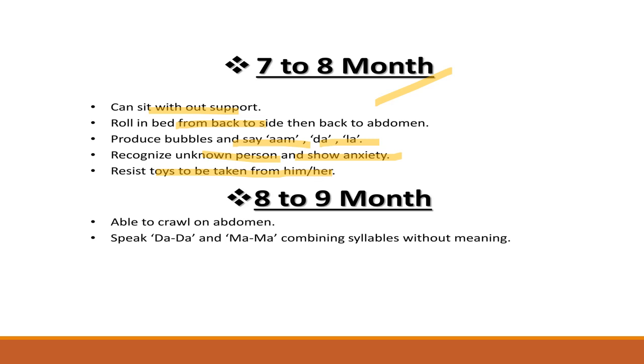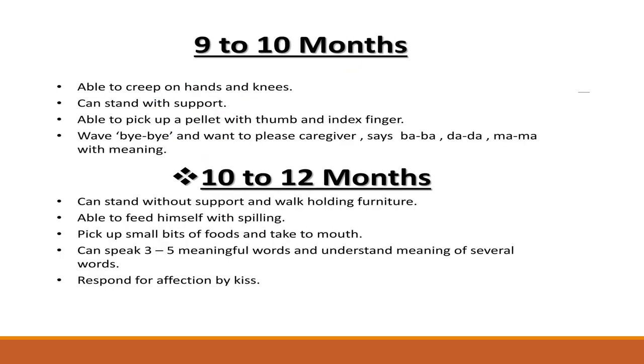Then at 8 to 9 months, able to crawl on the abdomen and speak dada mama, combining syllables without a meaning. Okay. Then at 9 to 10 months, able to creep on hands and knees, can stand with support, able to pick up a pellet with the thumb and index finger, and wave bye bye. Okay.